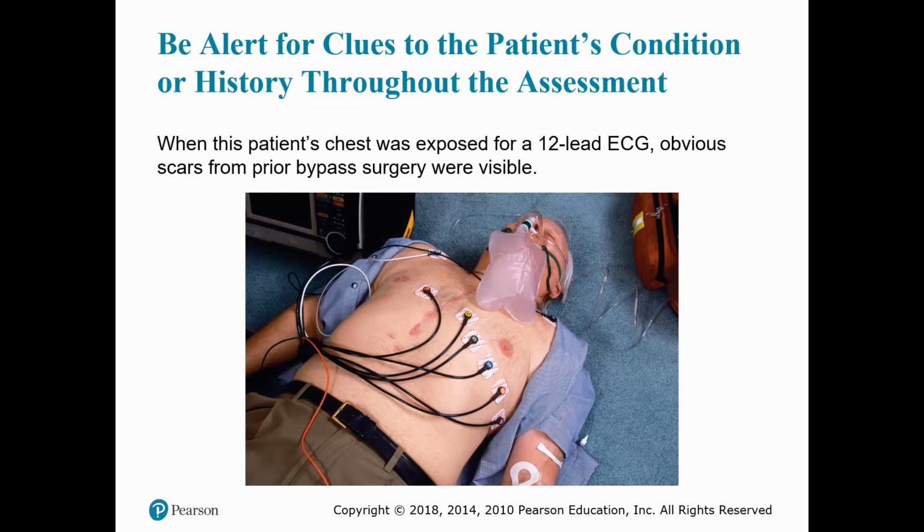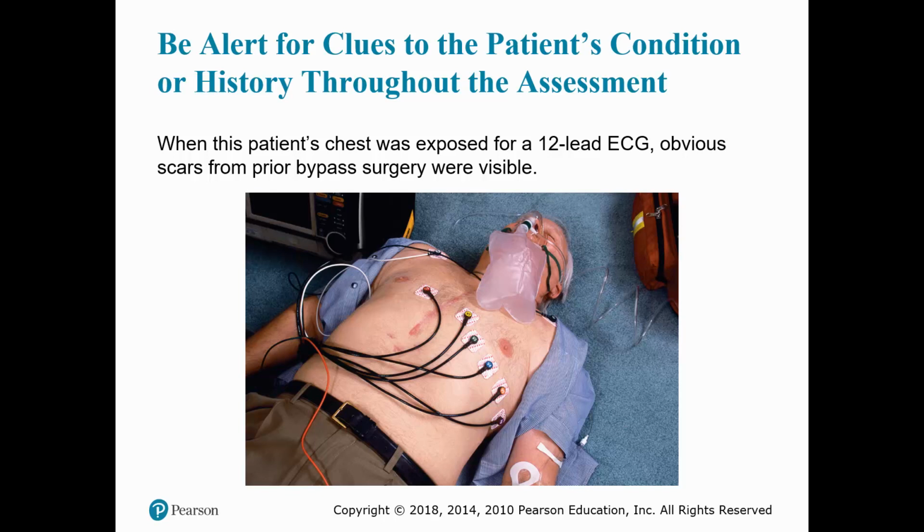When we're performing assessments, we're basically being a medical detective. There's really no other way to put it. We're looking for clues in patients that are unresponsive and also responsive patients, pretty much every patient that we encounter, for things that could clue us in as to a patient's history or condition.